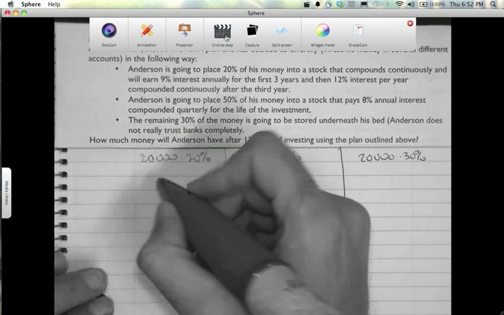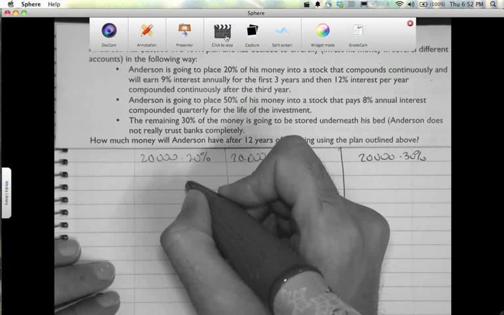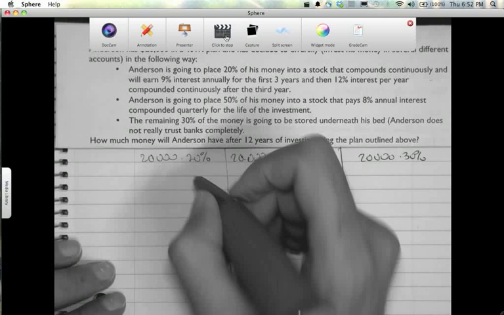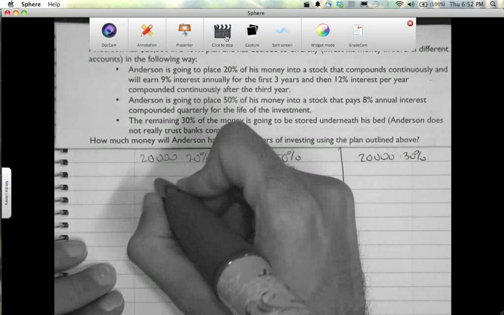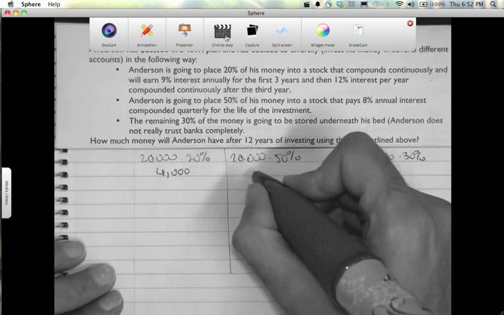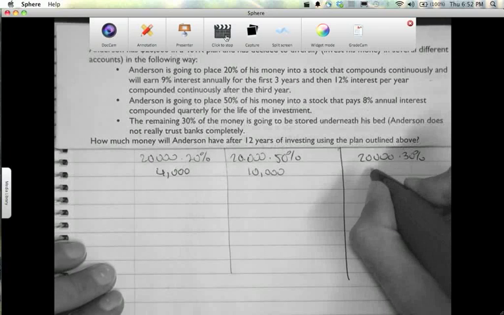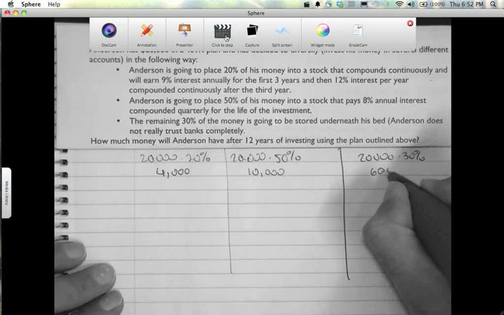Now, 20,000 times 20%, you guys should have these figures down. Pause the video, get the figures. 20,000 times 20%, that's $4,000. Half of 20,000 is 10,000, and 30% is 6,000.